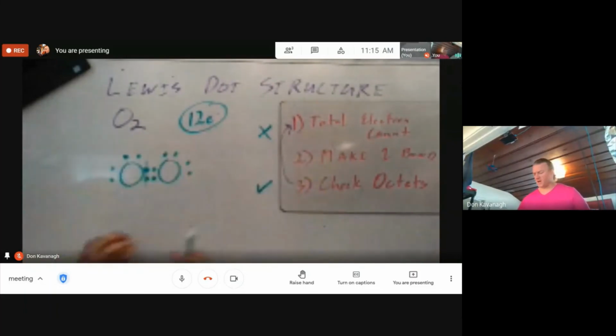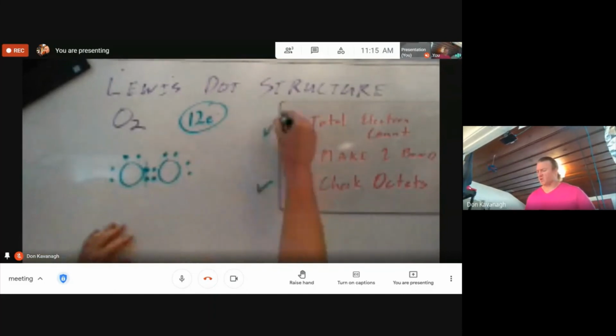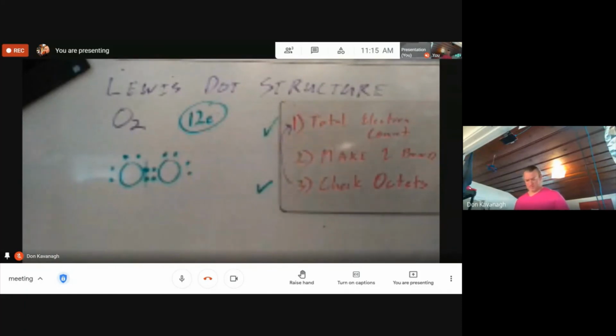Great. This is now a good Lewis dot structure showing the arrangement of the valence electrons and the covalent bonds between oxygen. Thank you.